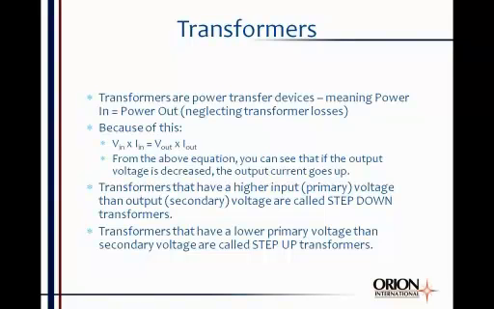Now, if it has a lower primary voltage than the secondary voltage, so the secondary voltage is higher than the primary voltage, that's called a step-up voltage transformer. Okay, step up, step down from primary to secondary according to what the voltage does.